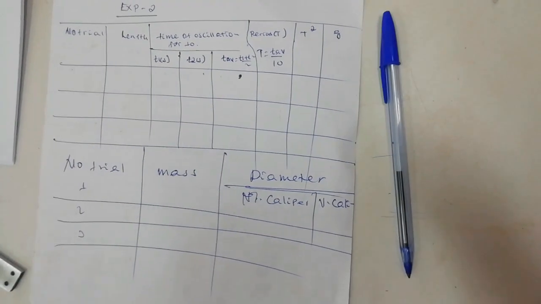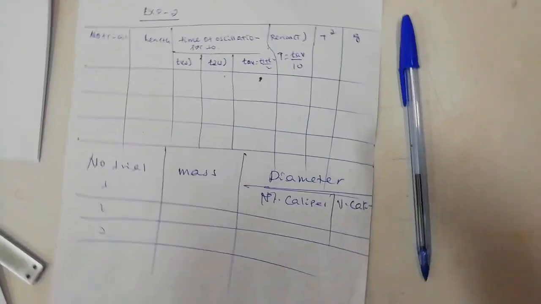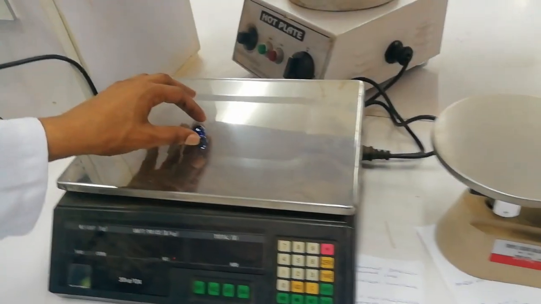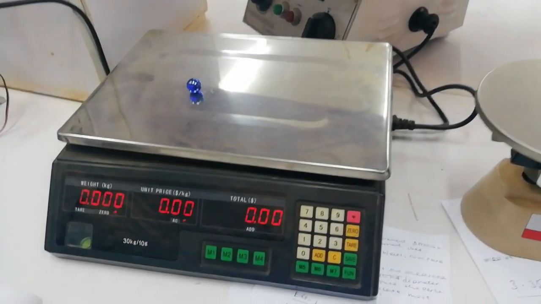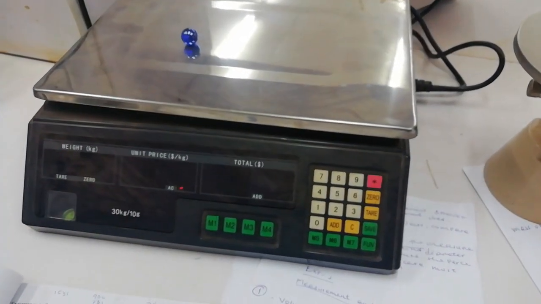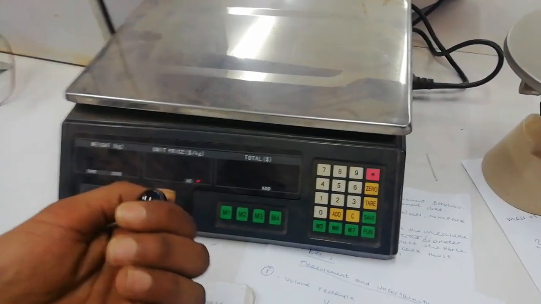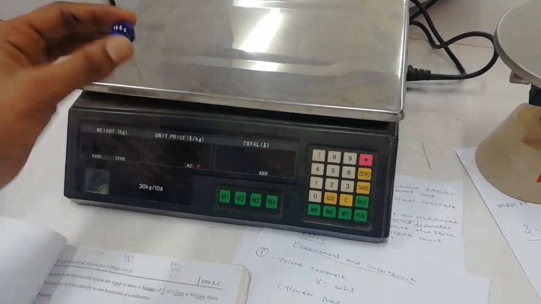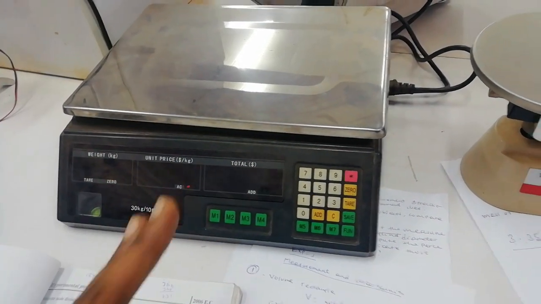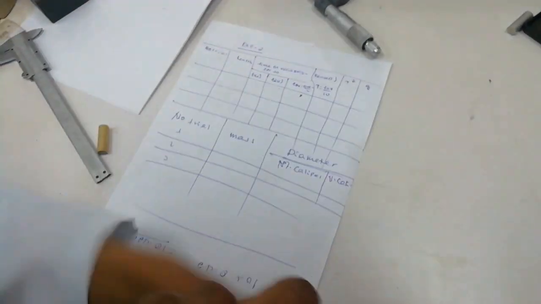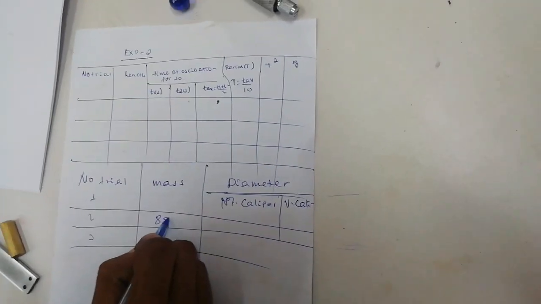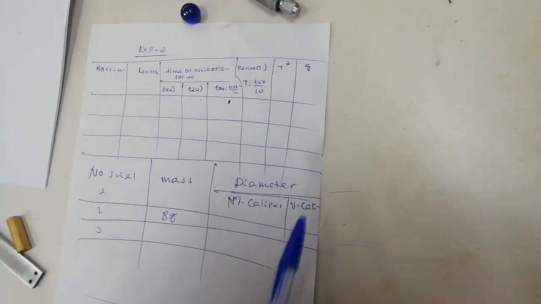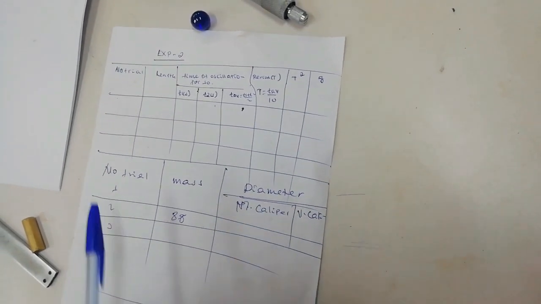Then the mass, we simply measure using the electronic balance. We put the particle on the plate. The particle is very small, so the mass is very small, and it is difficult to identify. For this spherical material, the mass is around 8 grams. The second step is to find its major diameter using the micro-caliper.